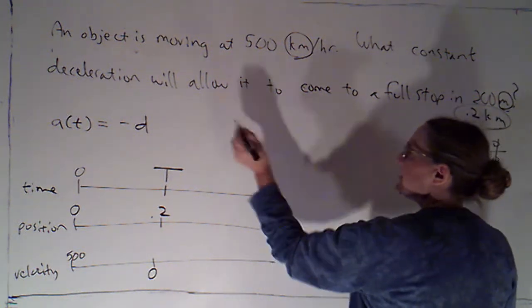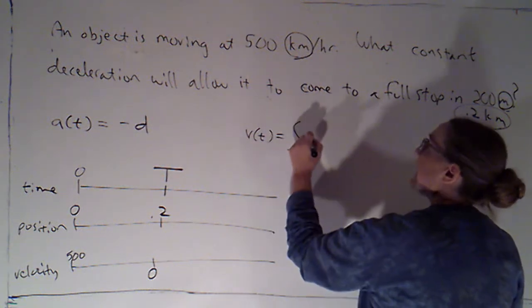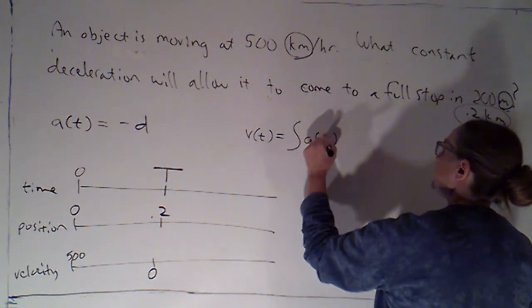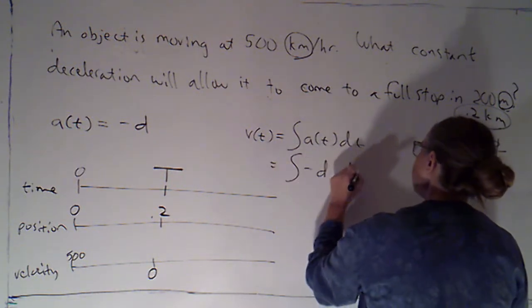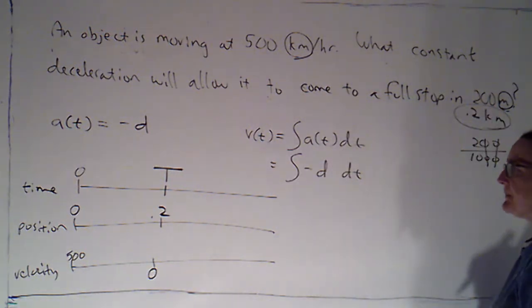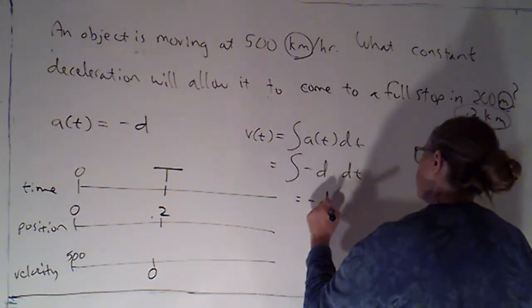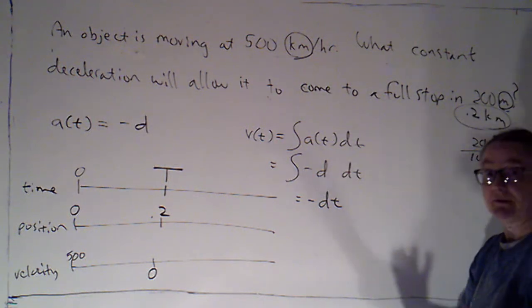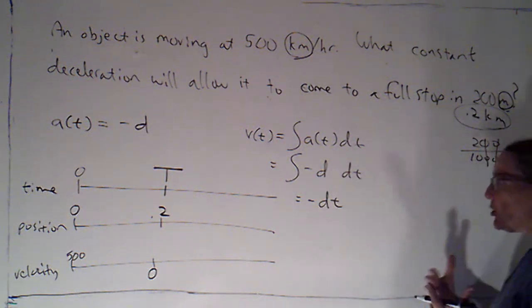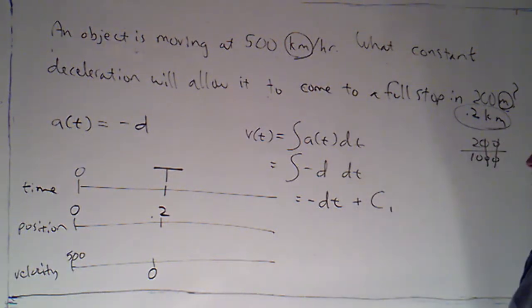If acceleration is negative d, I know the velocity is just going to be an antiderivative of the acceleration with respect to time. So I'm integrating negative d with respect to time. That's just a constant. When I integrate a constant, I get that constant times my variable. I'm just thinking of that as like the slope. This would be a line of slope negative d, plus, of course, I get an arbitrary constant.